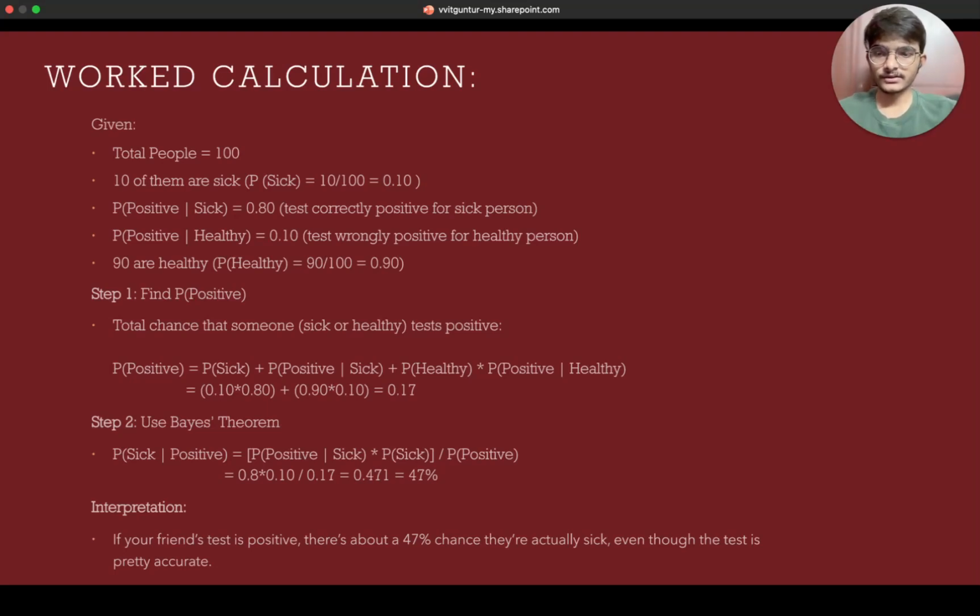From the Bayes theorem formula, we'll calculate the probability of the people who got sick. People who are sick, given that they are positive, is P of positive given sick into P of sick divided by P of positive. Now, by substituting the above values in this formula, we will get approximately 0.47, which is equal to 47%. From this, we can interpret that if your friend's test is positive, there is about a 47% chance that he is sick, and the rest, that means 100 minus 47, which is 53%, that is the test is pretty accurate.